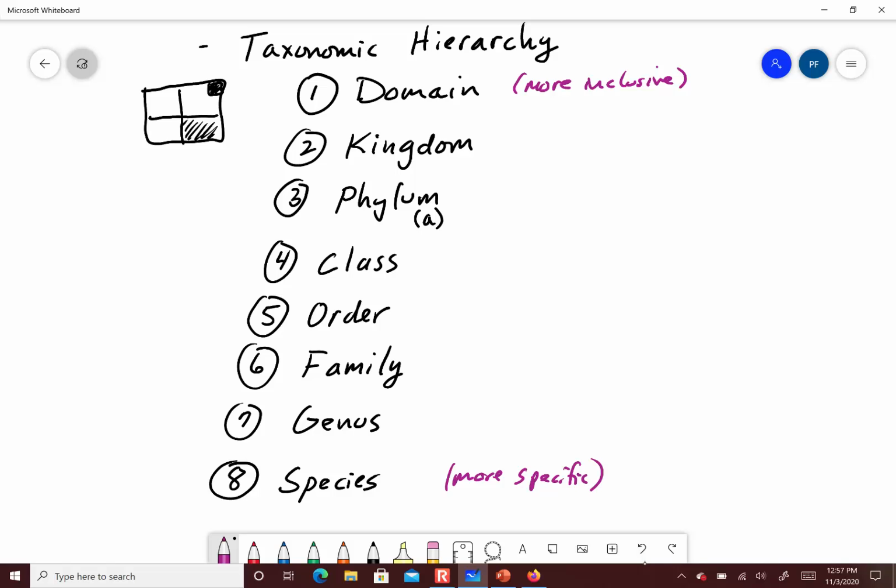All right, so we're becoming less and less inclusive as we come down. When we get to the species level at number 8, typically we're talking about one specific kind of living thing, and just one thing. Right up in the domain, we could be talking about millions of things, but just one when we get to species. All right, so that's our taxonomic hierarchy.